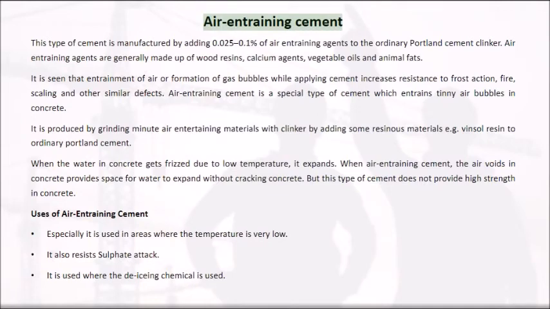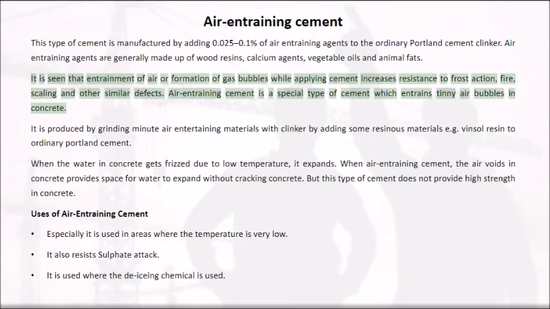Air entraining cement. This type of cement is manufactured by adding 0.025-0.1% of air entraining agents to the ordinary Portland cement clinker. Air entraining agents are generally made up of wood resins, calcium agents, vegetable oils, and animal fats. It is seen that entrainment of air or formation of gas bubbles while applying cement increases resistance to frost action, fire, scaling and other similar defects.